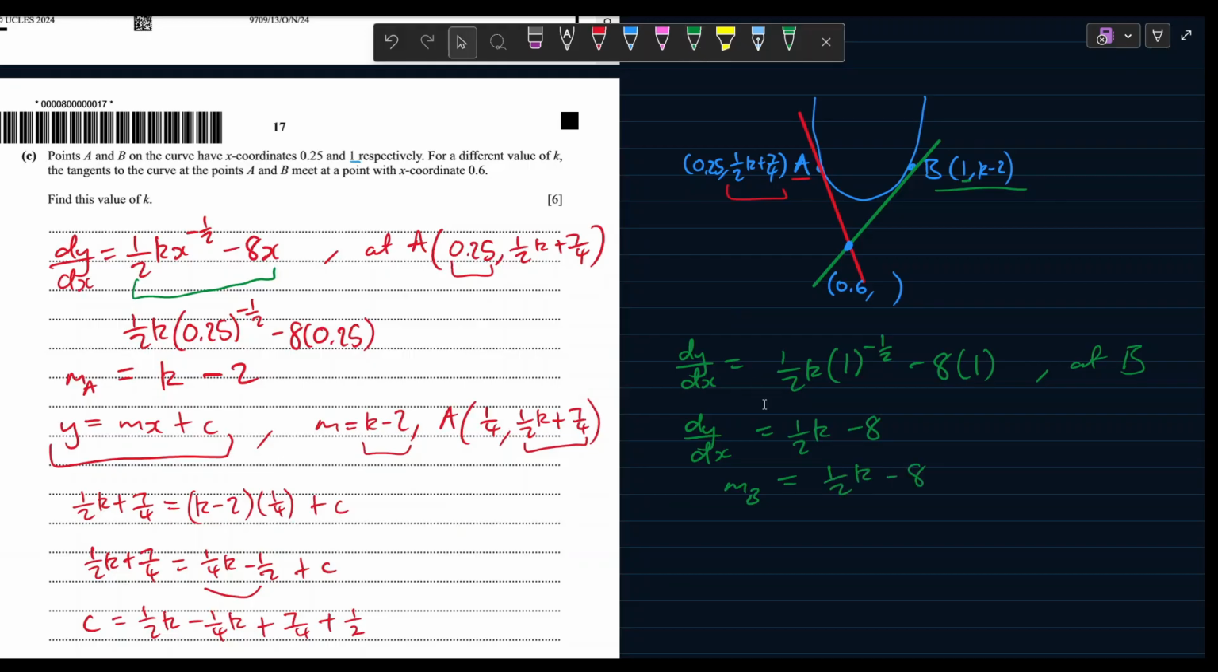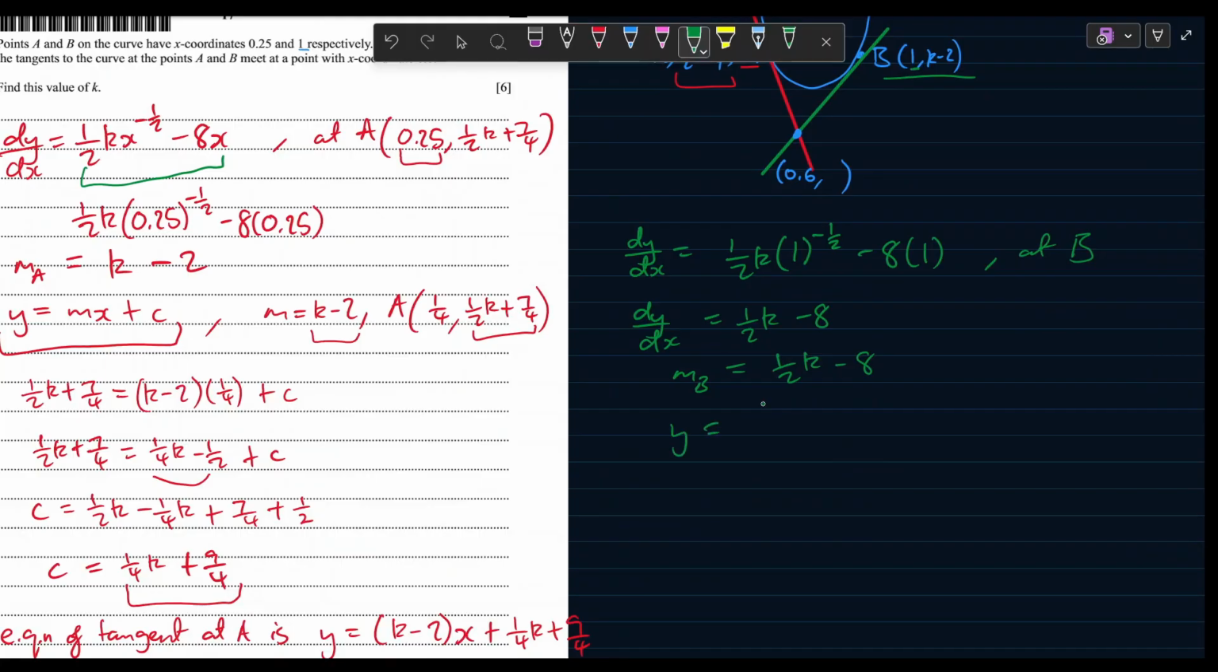We can go ahead and find the equation using the form y equals mx plus c. We know that our gradient is half k minus 8, and our point is point B, which has coordinates 1 and k minus 2. All right, so let's substitute in here. Our y value is k minus 2, and this is equal to m, which is half k minus 8, times x is 1, plus c.